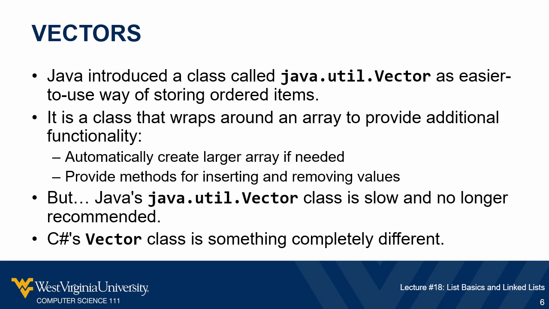If you're used to the C# programming language, I just want to mention that there is a vector class there, but C#'s vector is actually something completely different than the vector that you see with Java or with C++. C#'s vector type is what's known as an immutable type: once you store values, you can't change them. So it's got the same name, but a different concept.